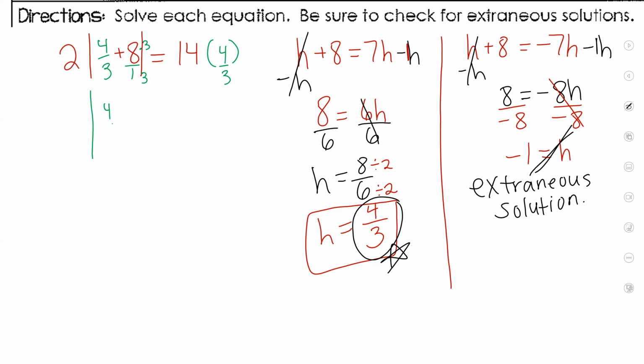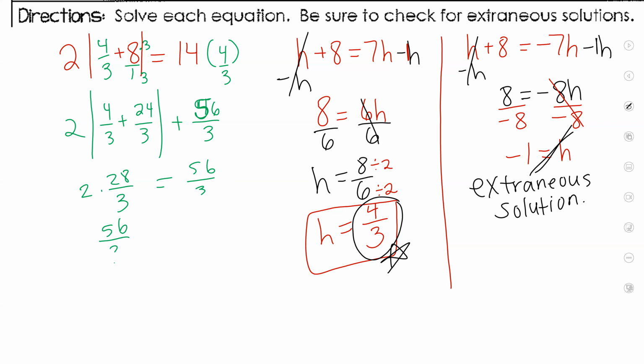So this is 4/3 plus, we get the same denominator, so this is 24/3. And this is 14 times 4, what is that? 46? No, 56, divided by 3. Okay. And then 24 plus 4, that's 28 over 3. Multiply it by 2. 2 times 28 is 56. So you get 56/3 equals 56/3. So that's true. Okay. So this one's true. This one's extraneous. So guys, let's go back to our notes.